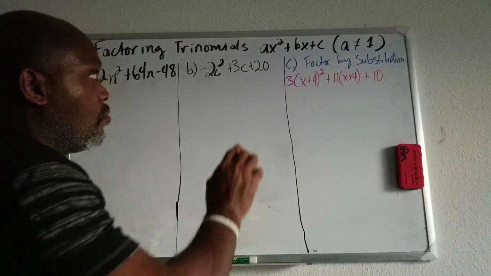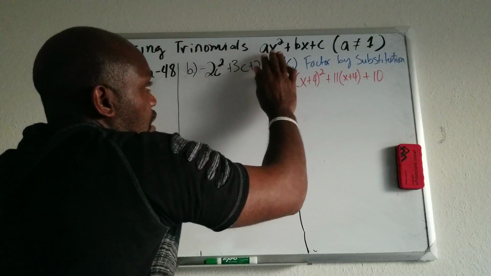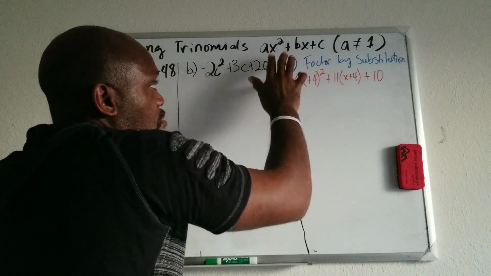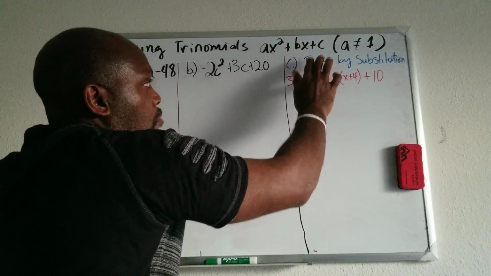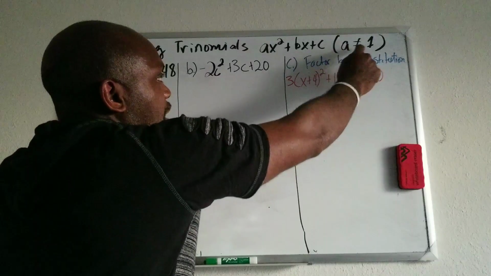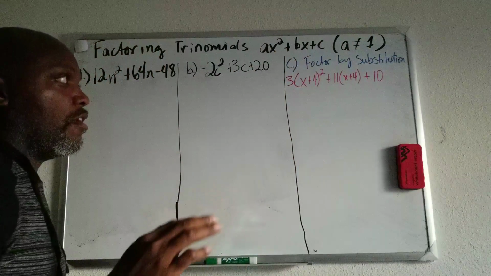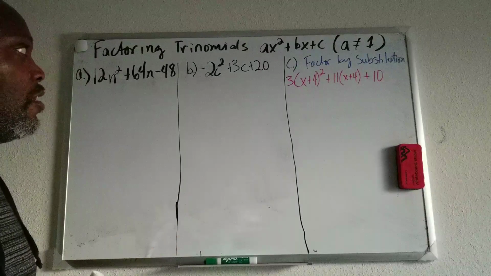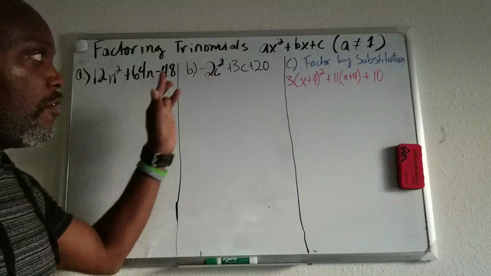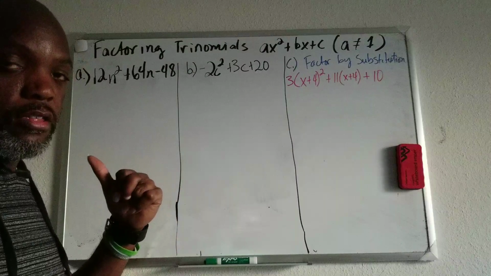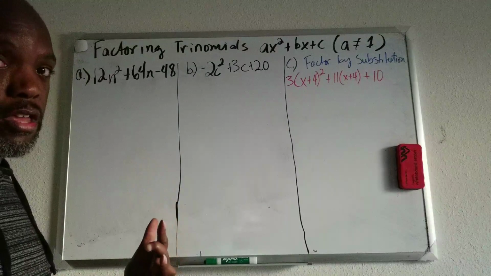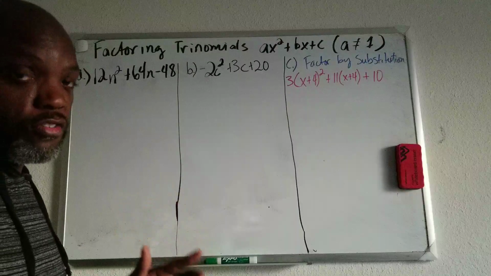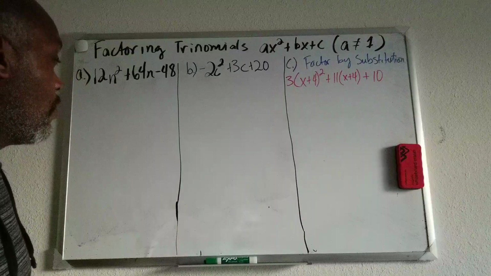Factor trinomials of ax squared plus bx plus c. This just means that a and b could be any number and c could be any number, but a cannot be one. So if a is greater than one or is not one, then we're going to do something called factor by grouping, which is in a different video. So make sure you go look at the simplicity or the first step of factoring by grouping.